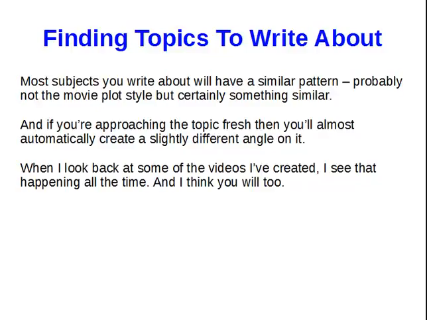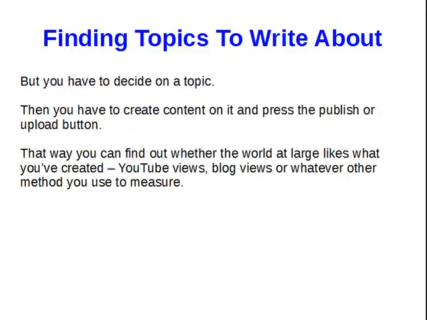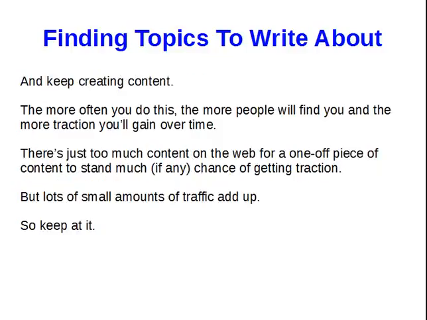I go into depth maybe sometimes on using Google suggestions, some Google alerts, this kind of thing, all sorts of different things. But you have to decide on a topic, and then you have to create content on it and press the publish or upload button. That way you can find out whether the world at large likes what you created. There's measures like YouTube views, blog views, whatever other method you choose to measure. And then keep creating content, because the more often you do this, the more people will find you, and the more traction you'll gain over time.